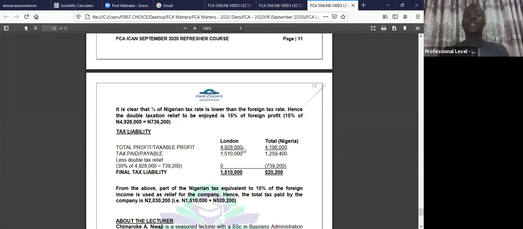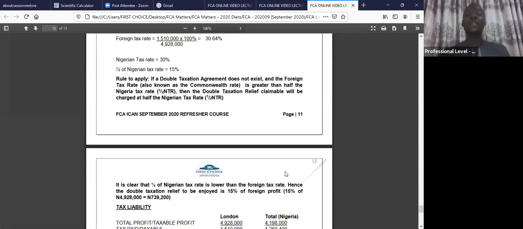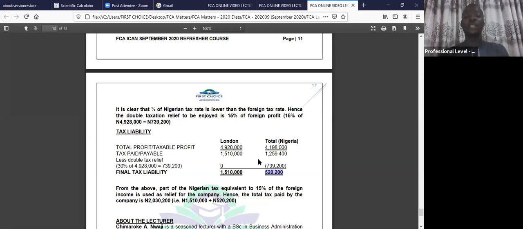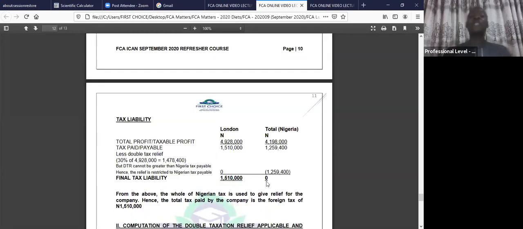This is London. This is Nigeria. This is the tax that is paid in London. This is what is supposed to be paid in Nigeria. Now, what is the relief that is going to be enjoyed? This is what we are going to enjoy as relief. And so the difference here is that in Nigeria now we are paying 520,200 because there is no double taxation agreement, as against when we had a double taxation agreement, they are paying 0 naira.